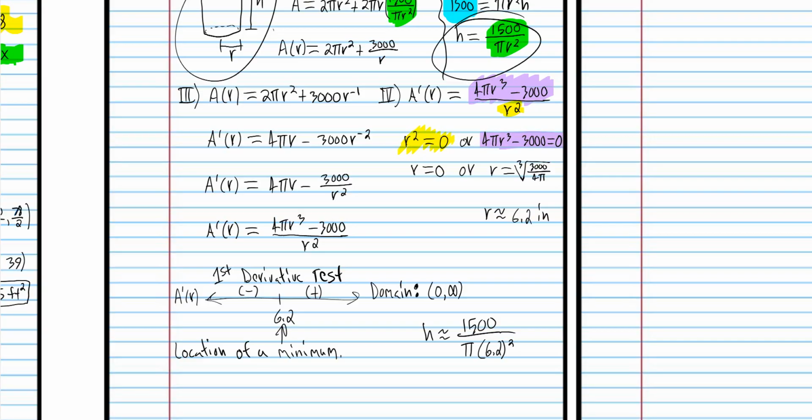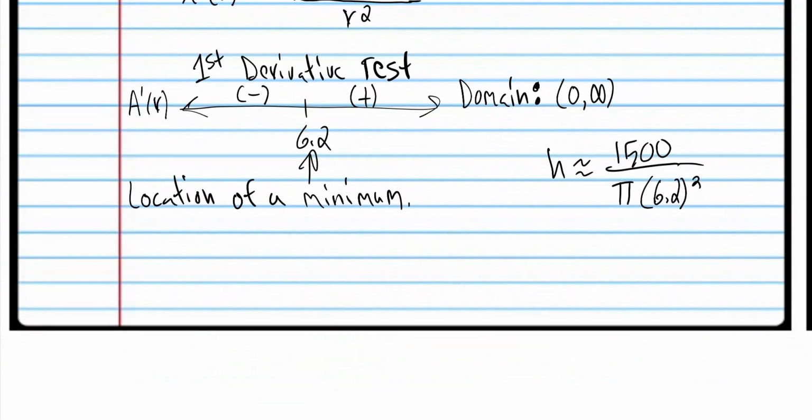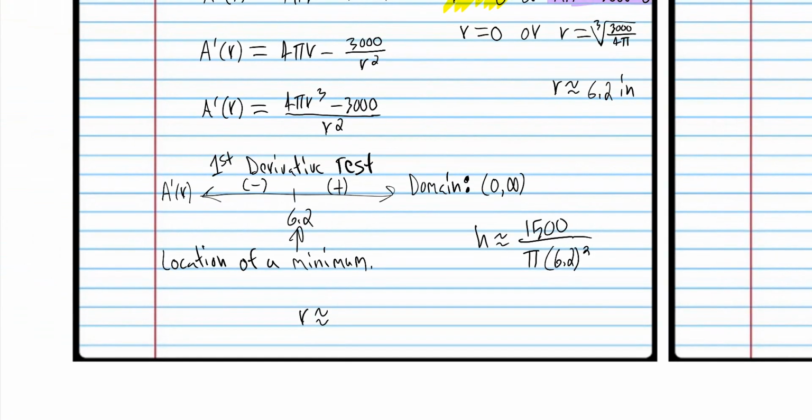And so if we do this in our calculator, we get, let's see, we get 12.42, so it ends up being exactly double the radius. So the radius is 6.2 inches and the height is approximately 12.42 inches. So that's the answer.